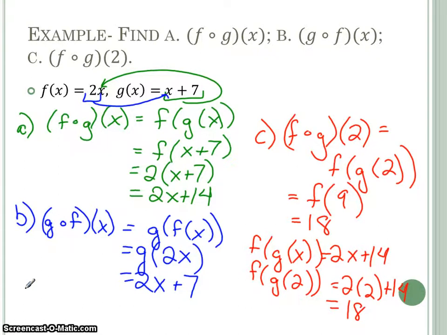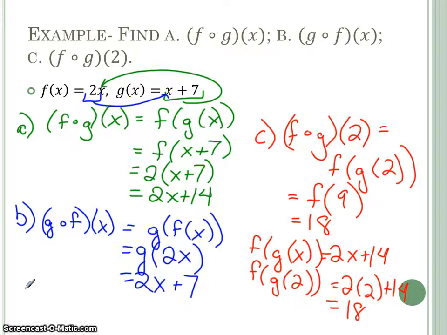So do we have to keep writing f of g of x and stuff, or can we just write f of g of 2 and then solve it like that? That's fine. Okay. Just for me, I feel better having to, but that's okay. Alright, so again, you don't have to show it both ways.